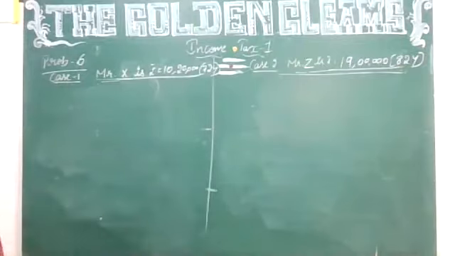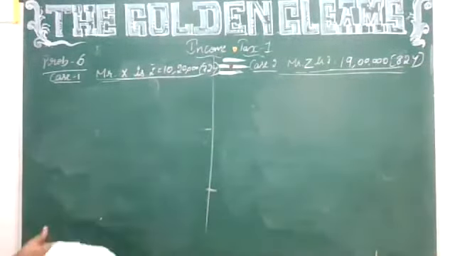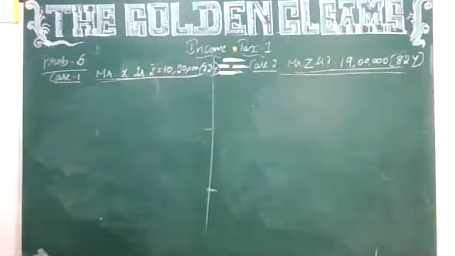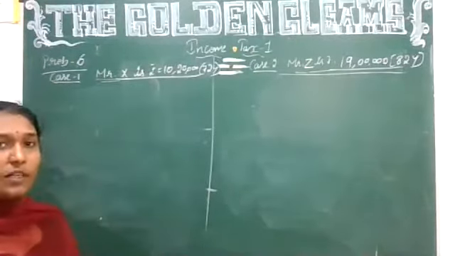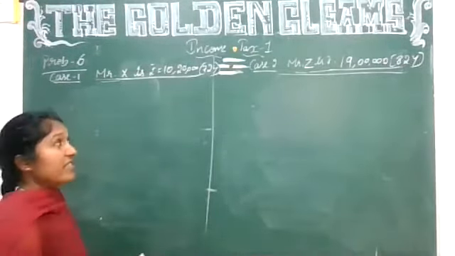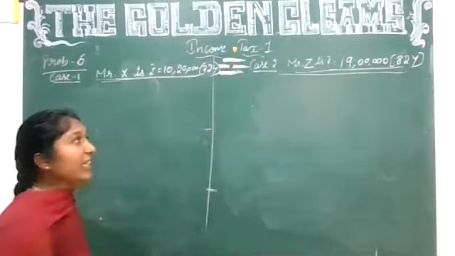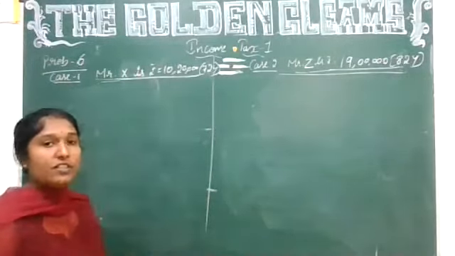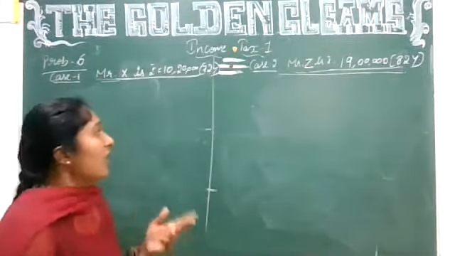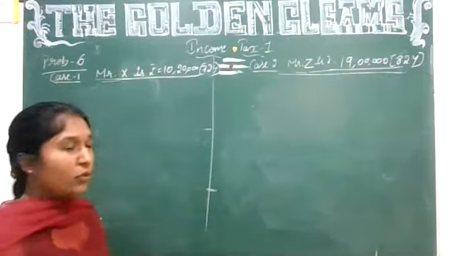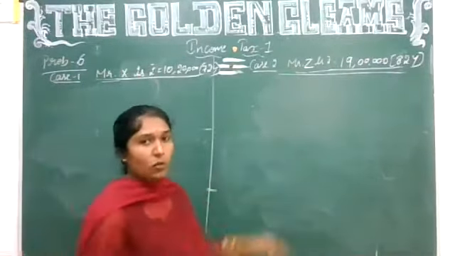Yes, Mr. X, rupees 10 lakh 20,000, age 72 years, comes under senior citizen. For a senior citizen, we have to take the second format. Case 2: Mr. Z is rupees 19 lakh. Here the age is 82 years, so this comes under super senior citizen. Since the age is more than 80, we have to take the third format for the super senior citizen.